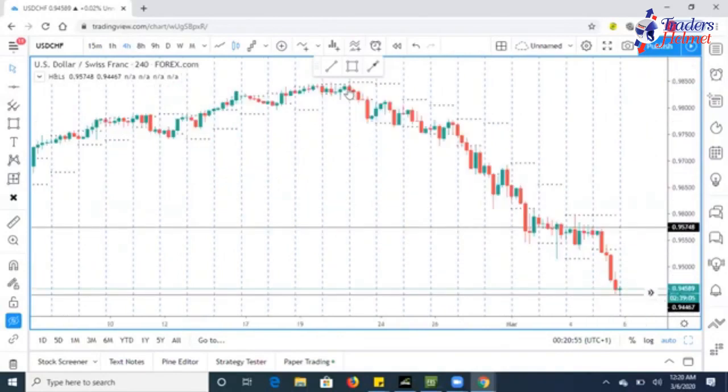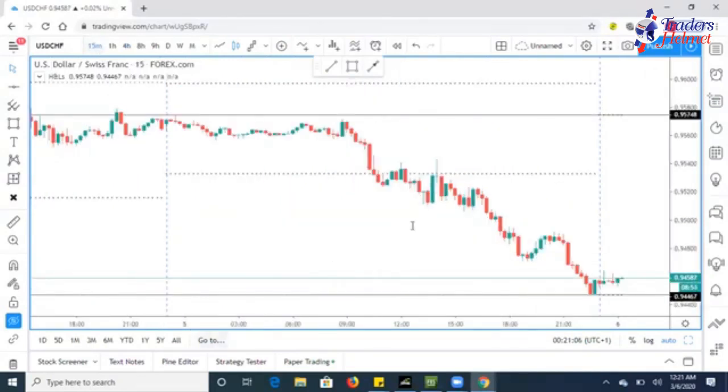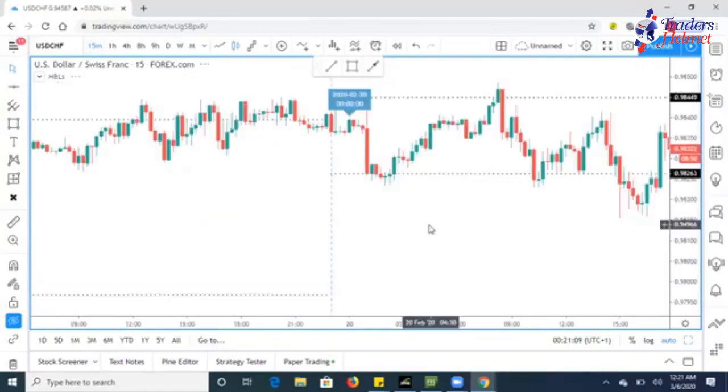Right. So the downward move started on the 20th of February. We might be interested in seeing, let's start from the 20th of February to the 21st of February, as the case may be. So 15 minutes. I'll go straight up to the 20th of February. Right. Very good. So we are in the 20th of February.